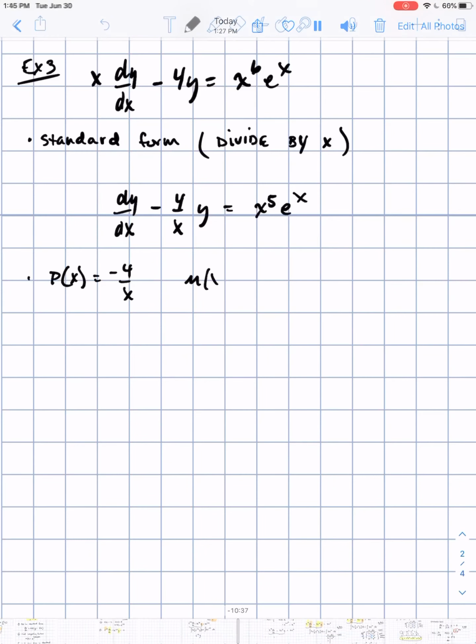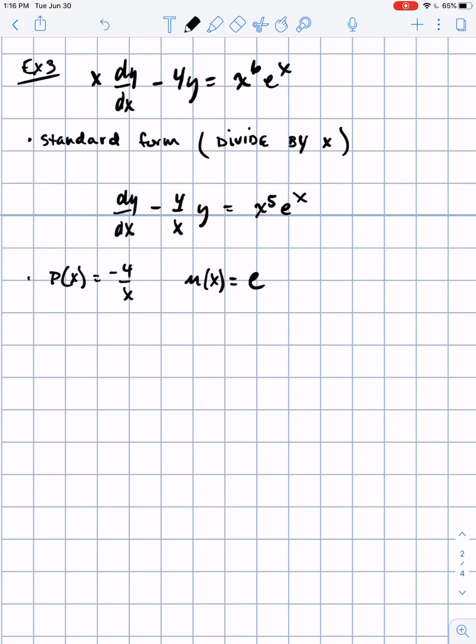So mu is e to the integral of negative 4 times 1 over x dx. That's going to give me e to the negative 4 ln x. Don't worry about the absolute value. Using properties of logarithms, you can bring that coefficient up as an exponent, and then the e and the ln cancel out because they're inverses, and you get x to the negative 4. I'm going to multiply everything by x to the negative 4.